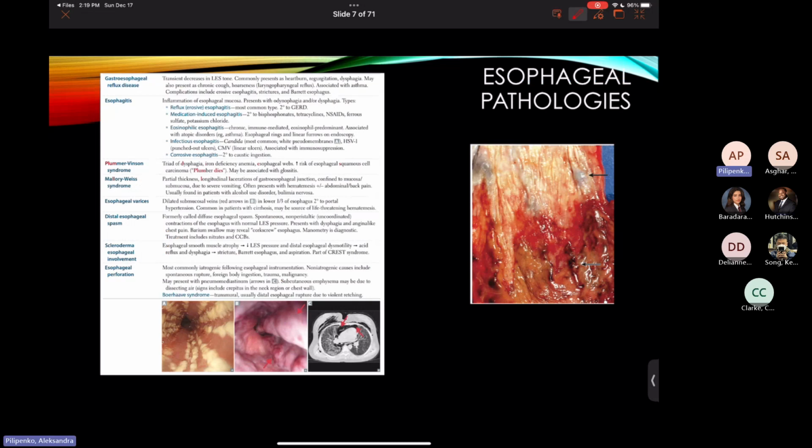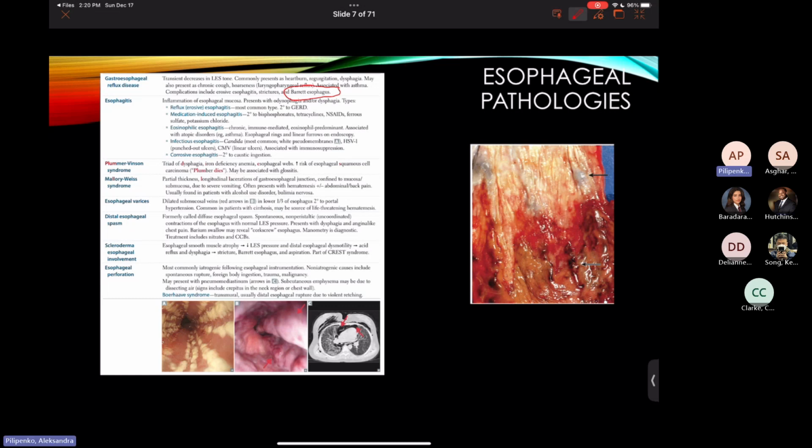All right, for esophageal pathologies, I just wanted to put it all together. There are a lot of them, some of them high yield, some of them on the lower spectrum. You will learn about GERD, right? How to treat GERD, and what the complications of GERD are, which is Barrett esophagus, right? And we know that Barrett esophagus is a precancerous lesion.